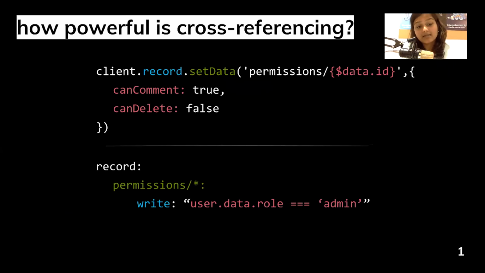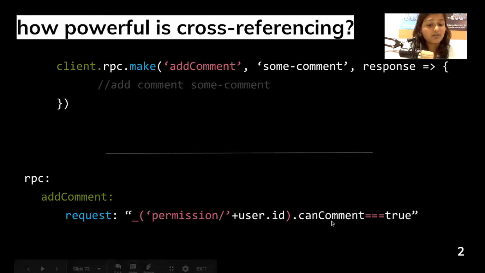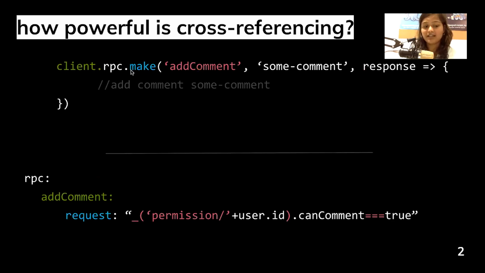But that particular flag is available in the record named permission slash star. How would I reference it? Of course, using cross referencing. So I would say underscore, and within the braces I would add the name of the particular record, which is permission slash user ID, the user ID of the particular user. And then I will check can comment equals true. If yes, then of course my client can request an RPC.